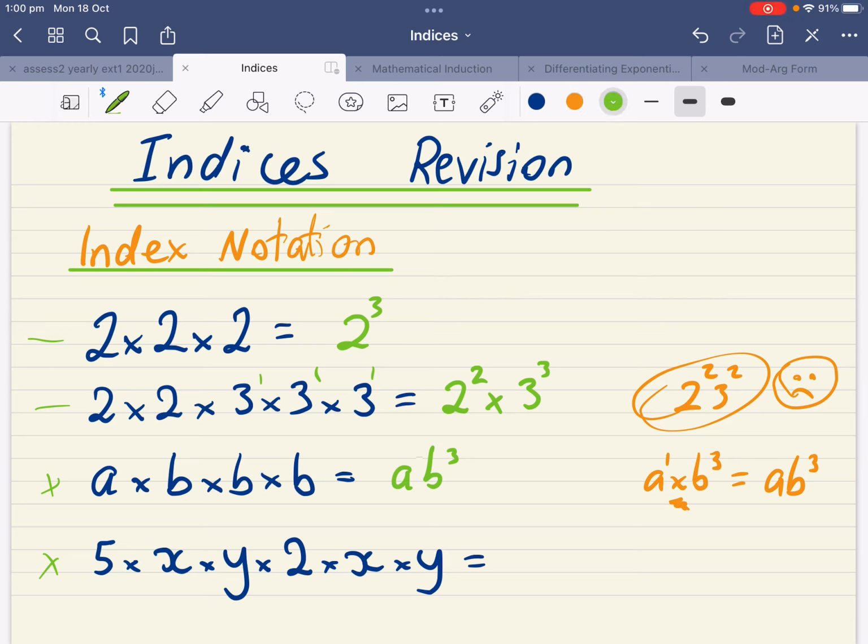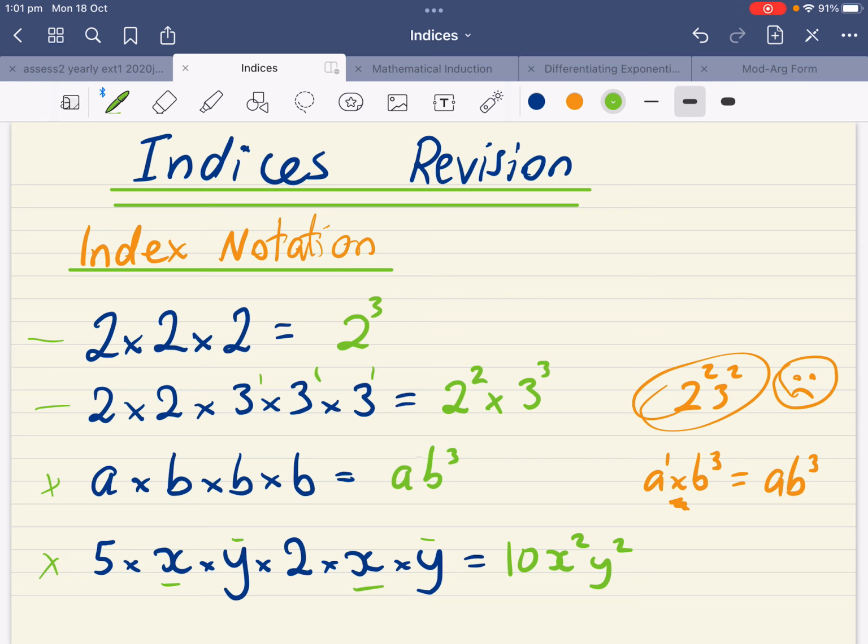Right, and on to our last question for this page, index notation. We've got the 5 times 2. I guess it probably just makes sense just to times them out to get to 10. There's no indices really to worry about there, other than the index of 1. But here we go, we have x times x. So that will be x squared, and we've got y times y. That'll be y squared. All right, so that's index notation.